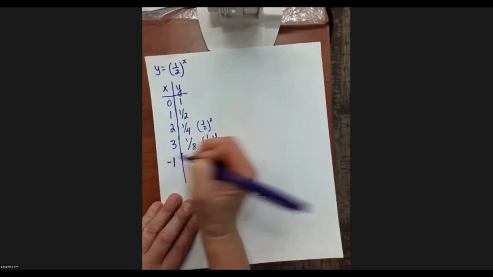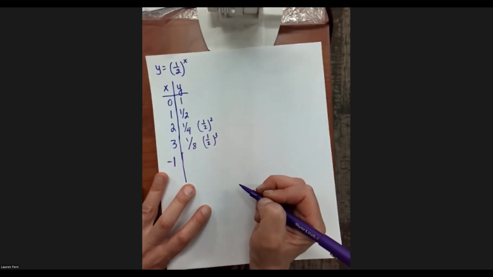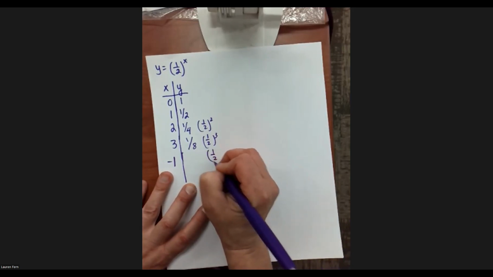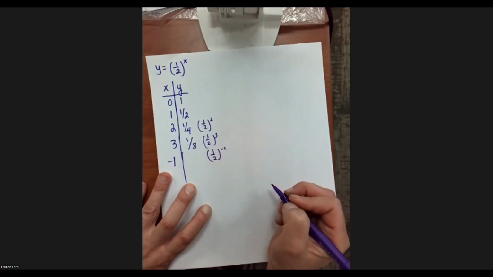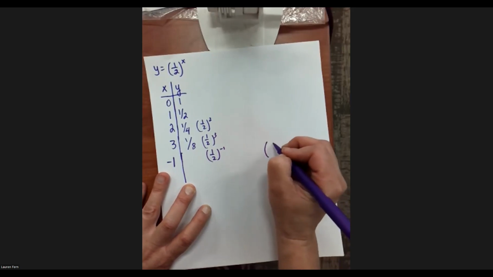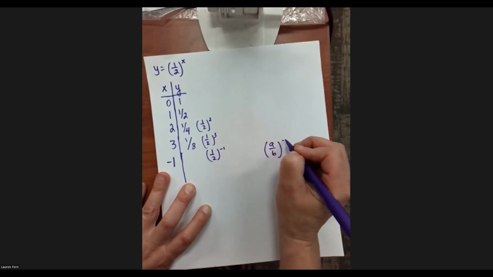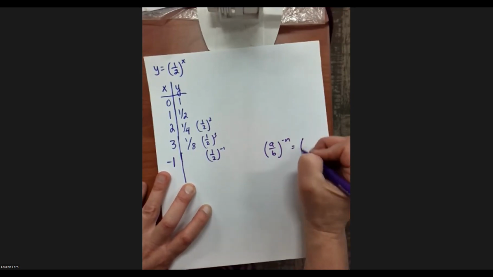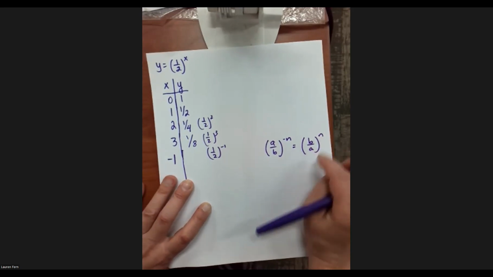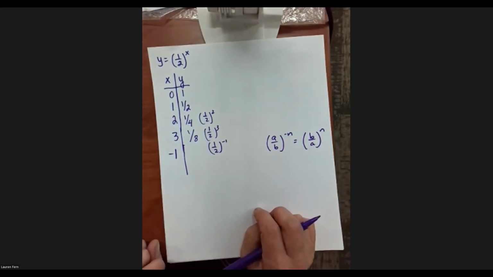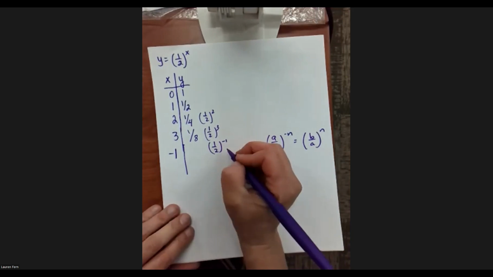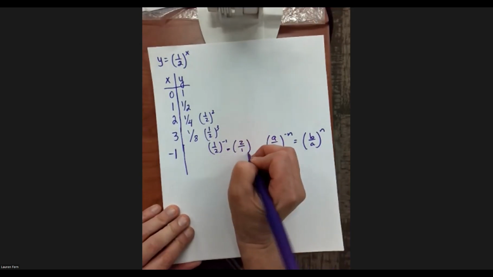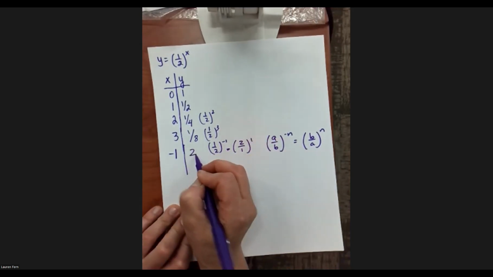What if I plug in -1? Then I have 1/2 to the -1st. You may or may not recall another property of exponents that we had: if you have a fraction raised to a negative exponent, the way to make the exponent positive is to flip your fraction. So isn't this the same as 2/1 to the first power, or 2?